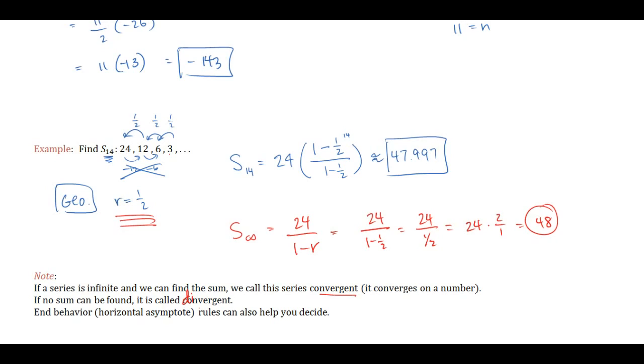Usually you will decide if the absolute value of r is less than 1, you will go, oh, it converges. But if they give you some equation that you can't tell because you can't find r, then all you have to do is use some of your horizontal asymptote rules. Those will also tell you if it's divergent or convergent.